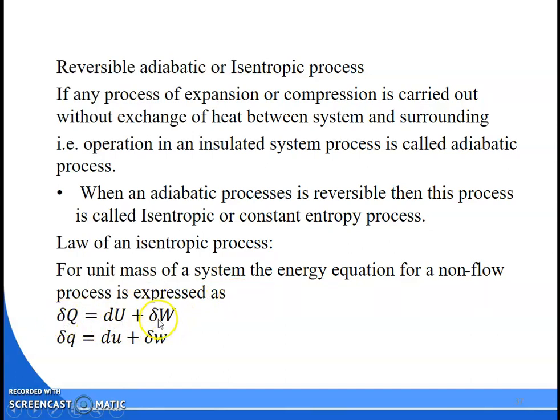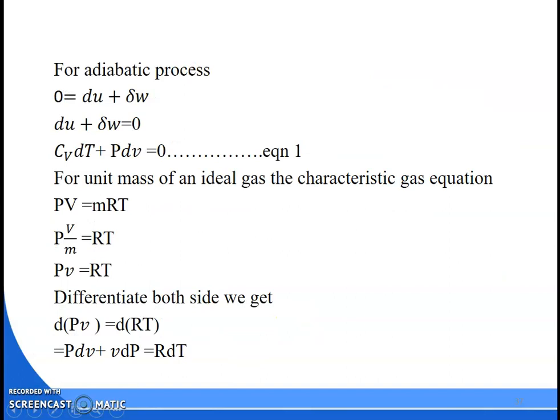Okay. So if I divide by the mass, del Q by m is equal to del small q, dU by m is equal to d small u, or specific internal energy. Del W by m is equal to del small w, that is divided by mass, kilojoule per kg. So for an adiabatic process, what do you know? We know that for adiabatic process del Q is equal to 0. So in place of del Q, what can we put? 0 is equal to du plus del W. So du plus del W is equal to 0.